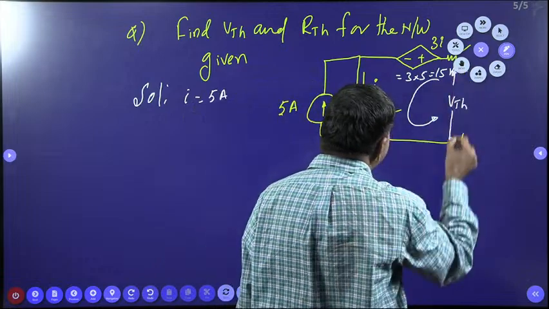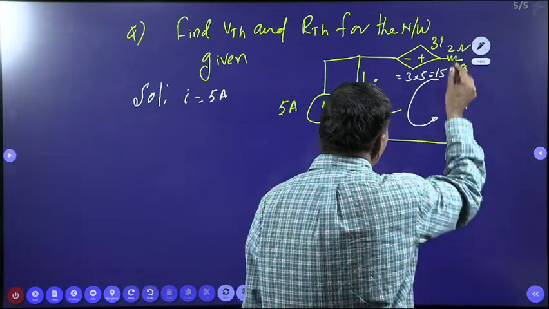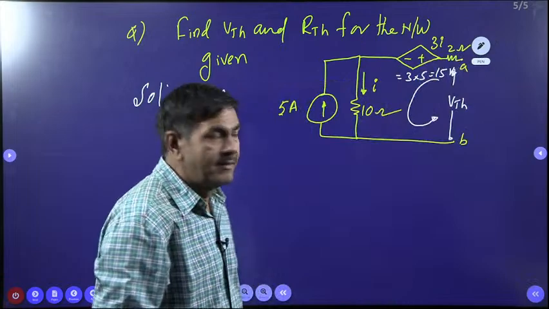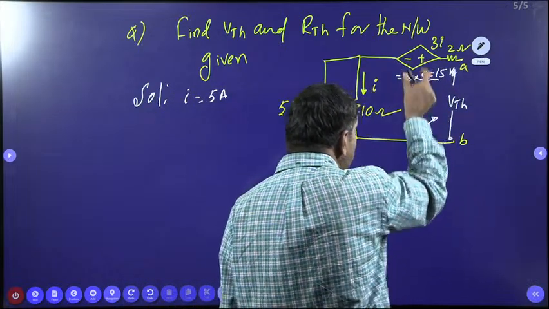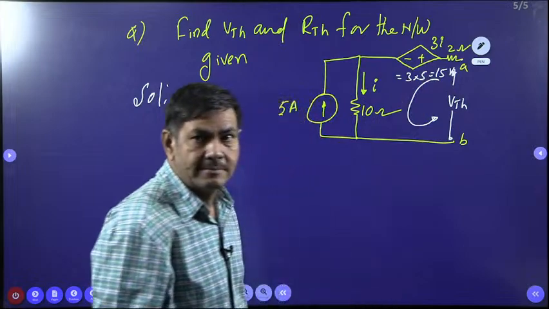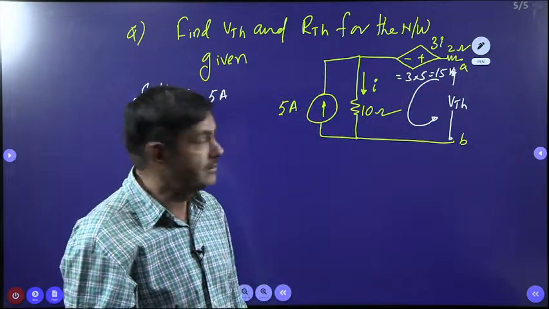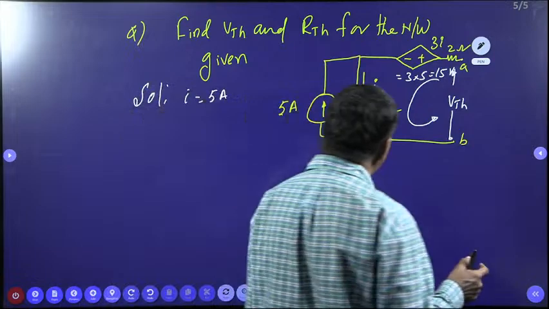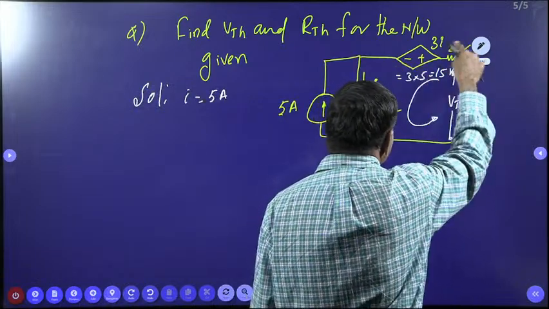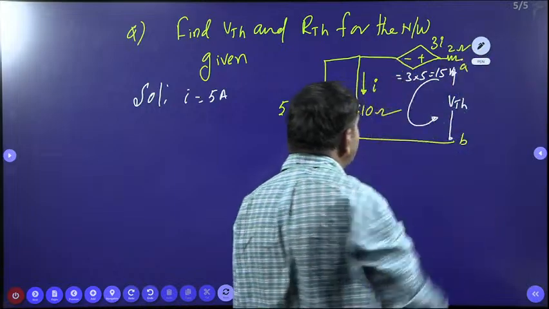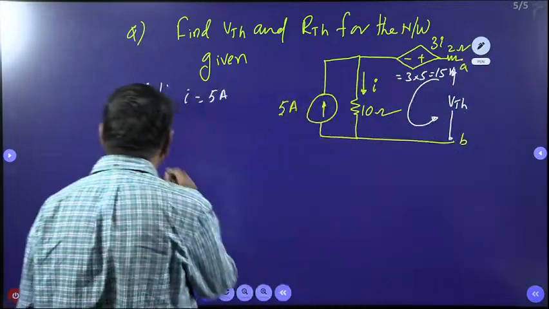But this is open circuited now, so there is no drop across this 2 ohm. When you apply KVL in this direction, the voltage has to be considered, but the current is 0. That is why the voltage drop here is 0. I want to write it like this.